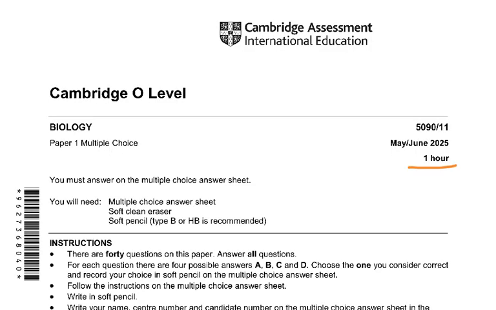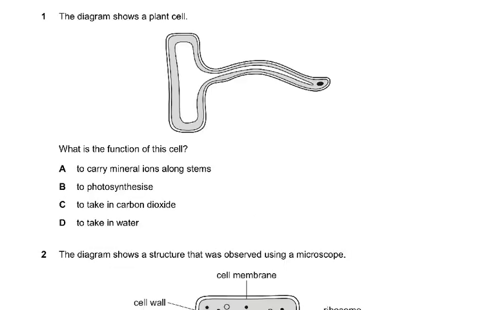Now, as you all know, this paper is for 1 hour and there are 40 questions and you have a choice of A, B, C and D and you have to choose one of them and mark it on the answer sheet. Now, starting with question number 1, the diagram shows a plant cell.